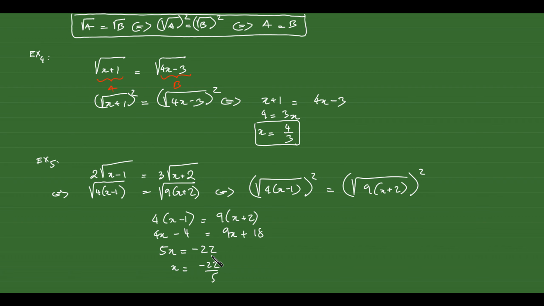And we're going to see if it works or not, and it looks like it's not working already. Because over here, negative 22 over 5 minus 1 gives you a negative number, and you cannot take the square root of a negative number. So this one is not working. So we can conclude that there is no solution for this equation.